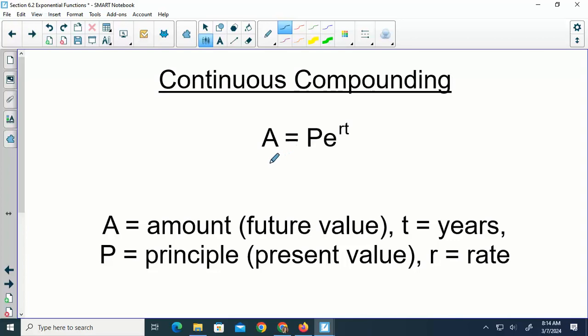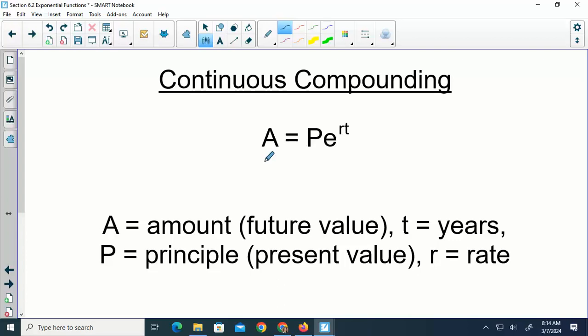Then the second one is continuous. So we stopped at daily, but we could compound interest every hour if we wanted, or every minute, or every second. And so that leads into continuous compounding, when it's constantly growing. So that's the A equals P e to the rt. So A, P, r, t, those are the same as in the previous formula.